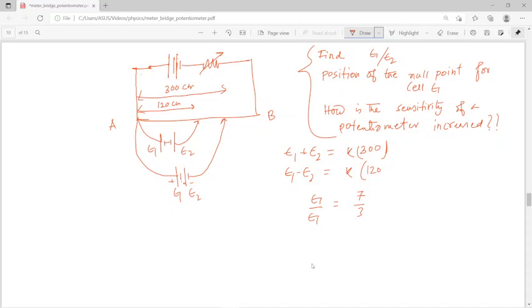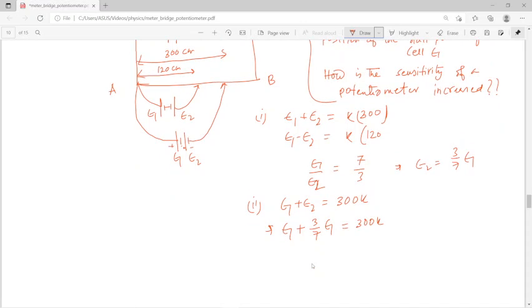Now this is the first question, and the second part is the position of the null point. You can put it anywhere, that means this is 300k, and if we put the value, this is 3/7 into this, so 3/7 into 300k, and if you solve it, you will get 210k. So of course, the balance point we will get is at 210 centimeter.